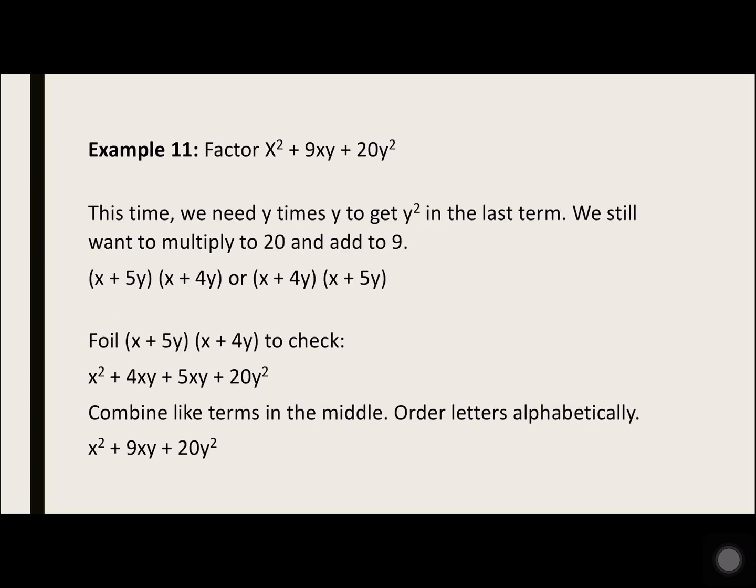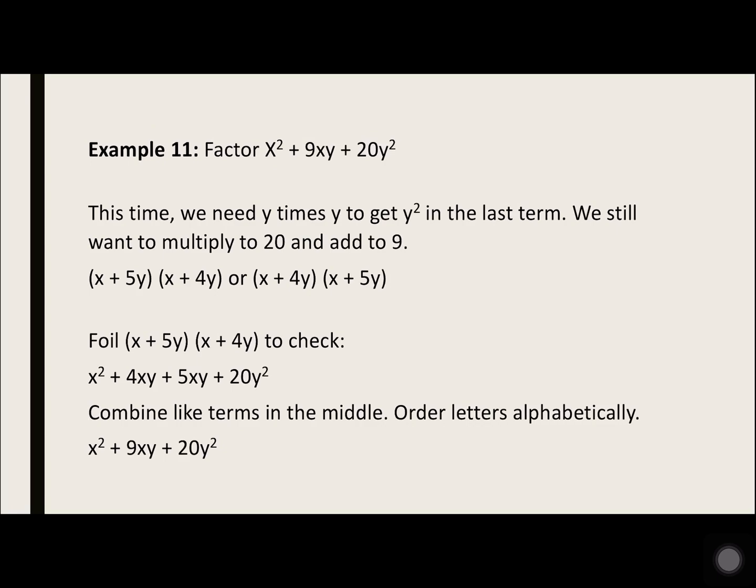Factor x squared plus 9x plus 20y squared. This time we need y times y to get y squared in the last term. We still want to multiply to 20 and add to 9. So this would be x plus 5y times x plus 4y. Or x plus 4y times x plus 5y. Because 5 plus 4 is 9, 5 times 4 is 20.